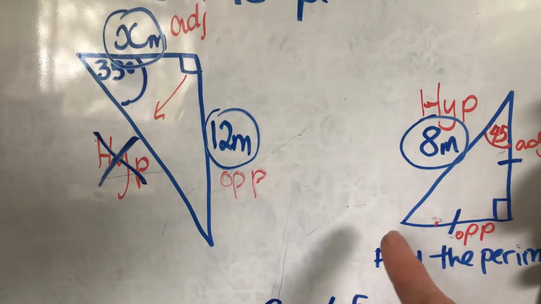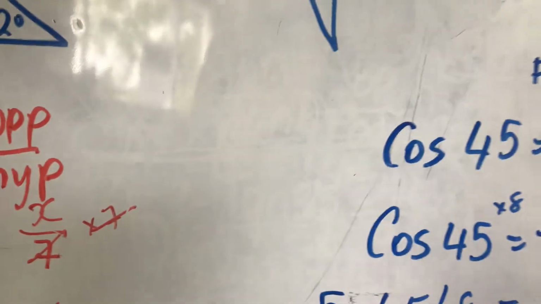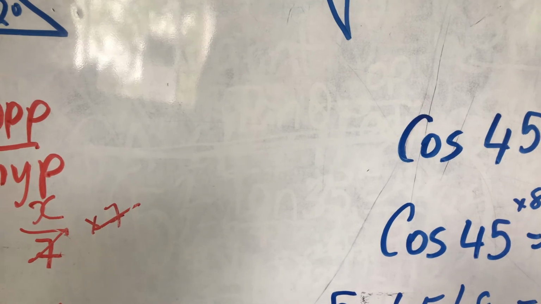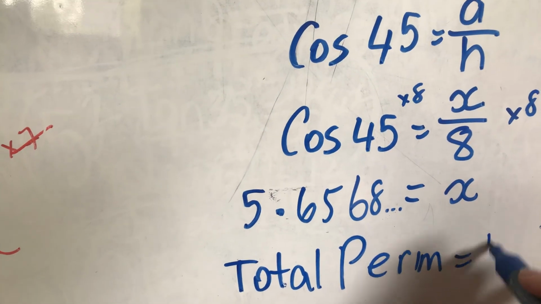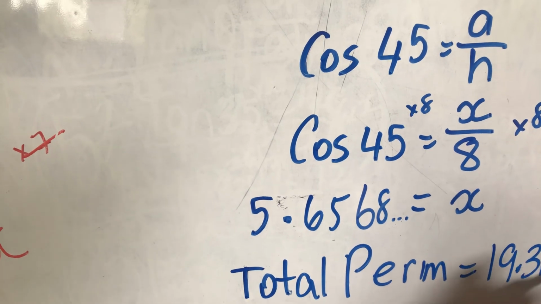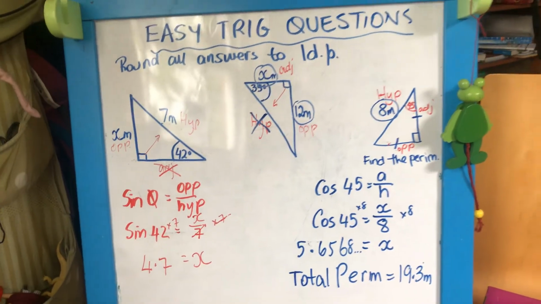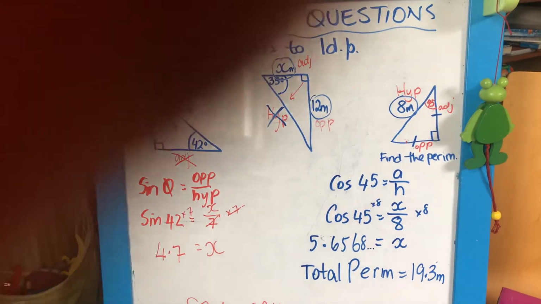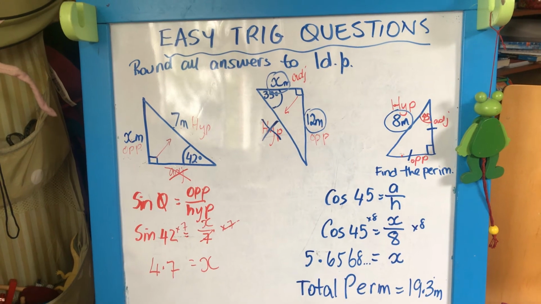So those two sides were the same. Add on the 8 metres and the total perimeter equals 19.3 metres. So this is the way you apply your rules, do your algebra, get your answer. So these are the easiest ones.